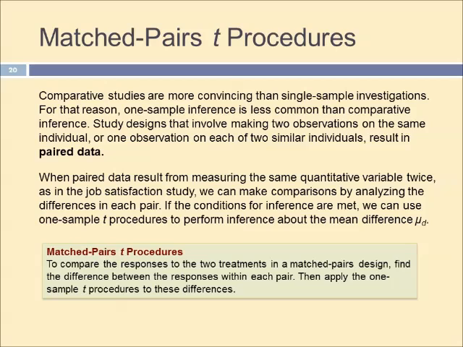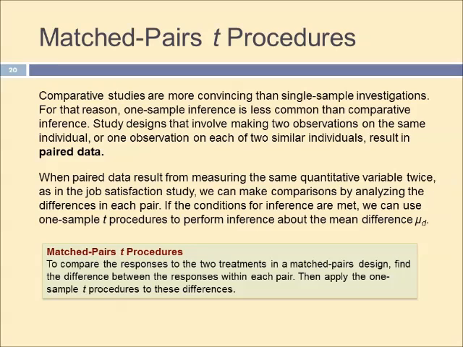That's matched pairs. This is actually comparative studies. And these are usually more convincing than single sample investigations. So one sample inference is less common than comparative inference. But one sample is still used.